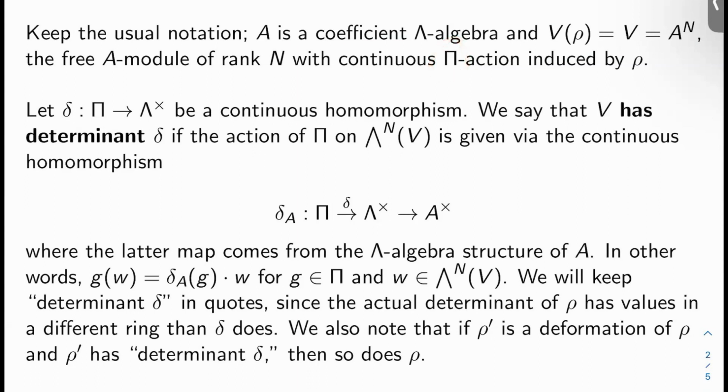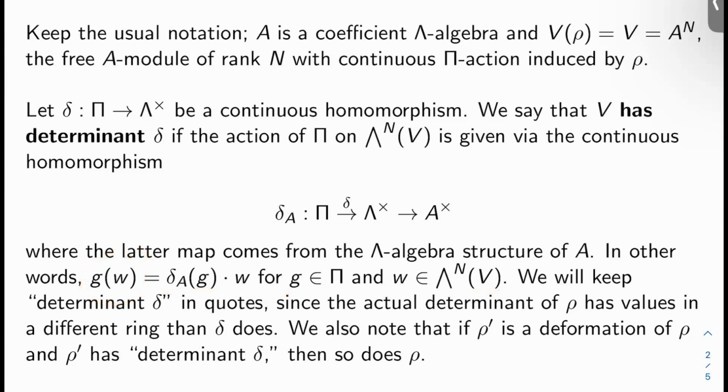Okay, so let's let δ from π to Λ^× be a continuous homomorphism. We're going to say V has determinant δ if the action of π on the wedge product to the nth power of V is given via the continuous homomorphism, which I'll call δ_A. It'll be the composition π to Λ^×, which is just δ, with Λ^× to A^×, where the latter map comes from the Λ-algebra structure of A passed to the groups of units. In other words, the action is g of w equals δ_A of g dot w for g in π and w in wedge to the n of V.